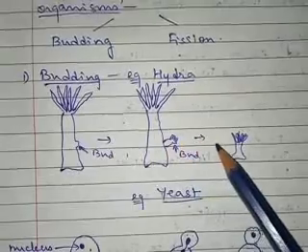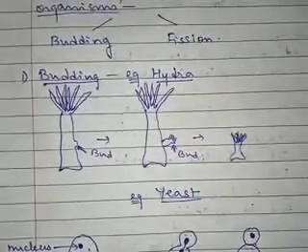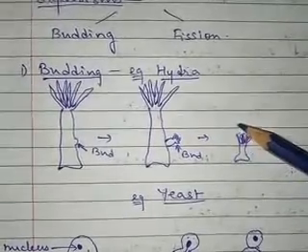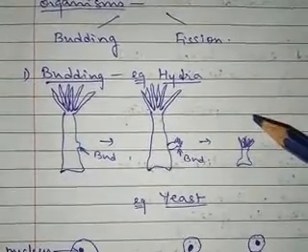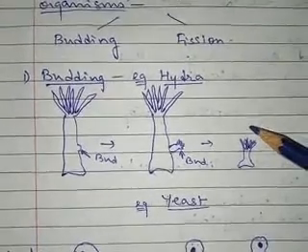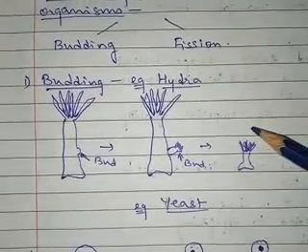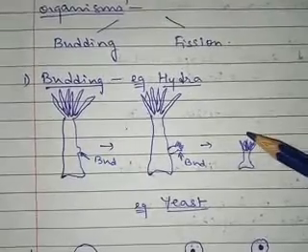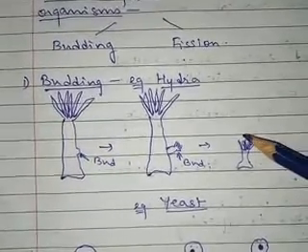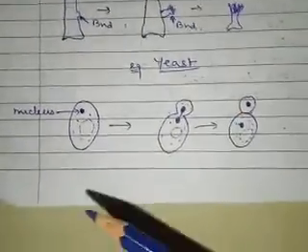So this is the process of budding that takes place in Hydra. In the same way, budding takes place in yeast also. Yeast is a unicellular fungus. Unicellular means single cell, so it is a single-cell fungus. How budding takes place in that fungus, we are going to study over here.